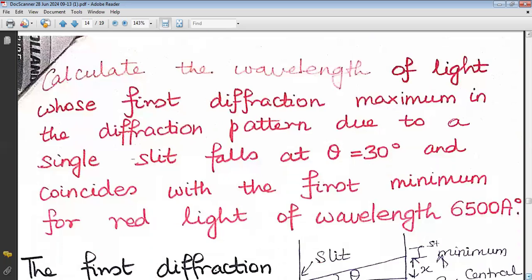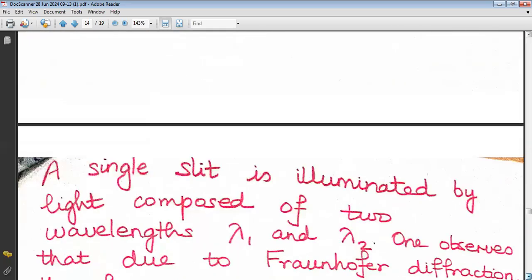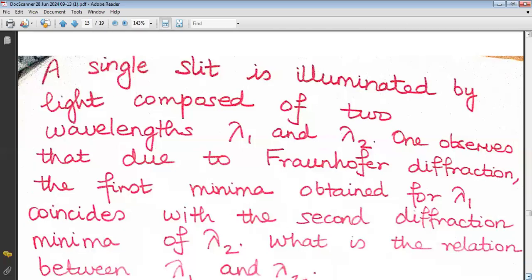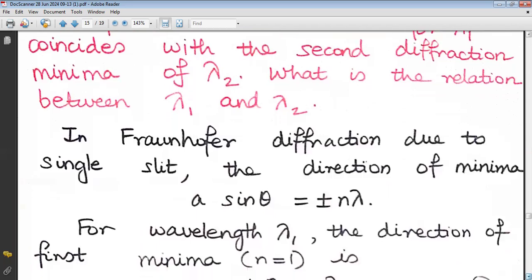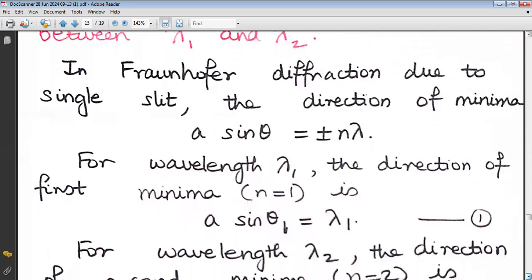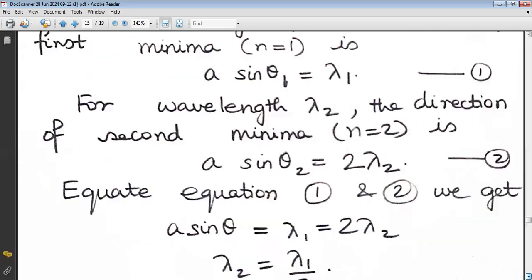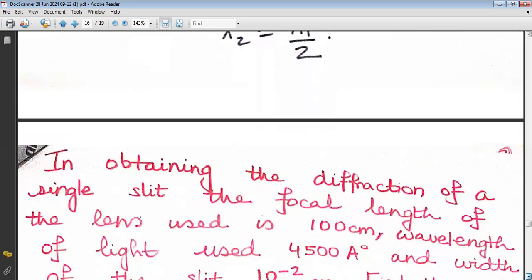The first diffraction maximum coincides with the first minimum of red light of wavelength this much. This I will explain to you in detail right now. A single slit is illuminated by light composed of two wavelengths. One observes that due to Fraunhofer diffraction, the first minimum obtained for lambda 1 coincides with the second minimum of lambda 2. What is the relation? For the second, n equal to 2. Equating the two equations, that's the answer.